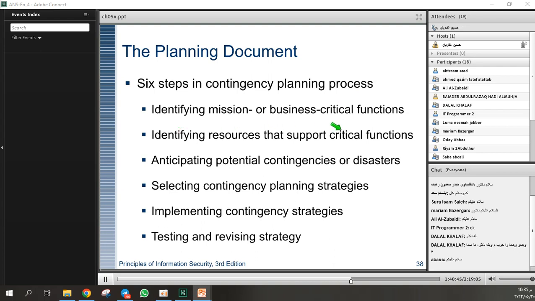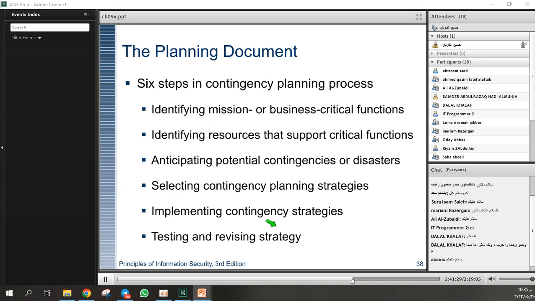We have 6 steps for planning documents when we are trying to prepare the documents for different plans. Identifying mission or business critical functions. Identifying resources that support those critical functions. Anticipating potential contingency or disaster. Selecting contingency planning strategies. Implementing contingency strategies. Testing and revising the strategies.